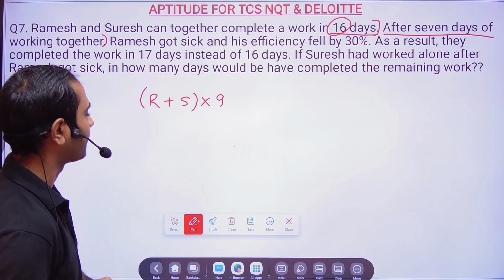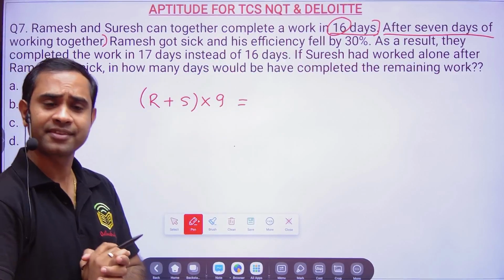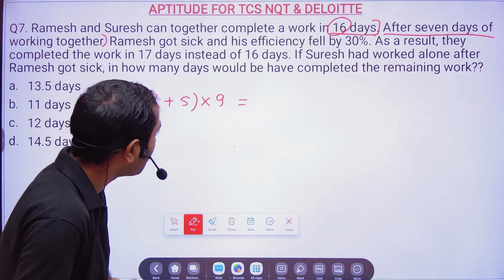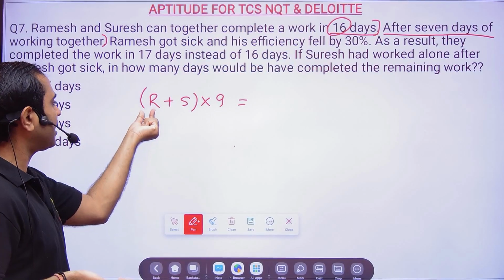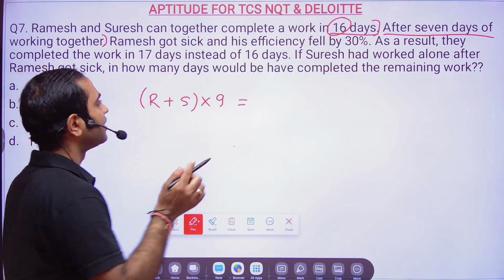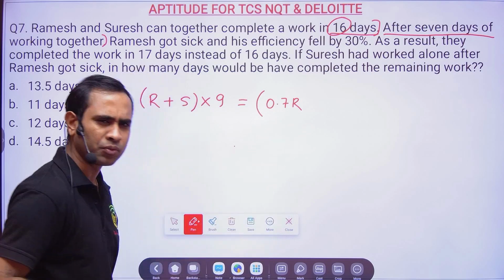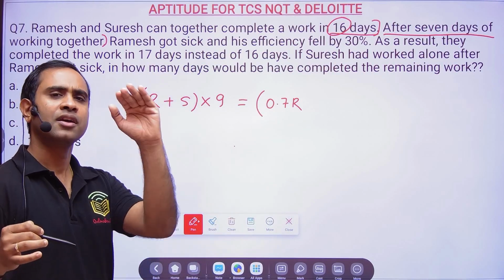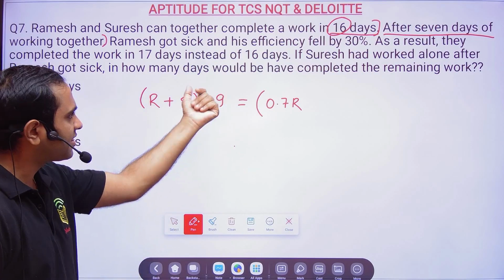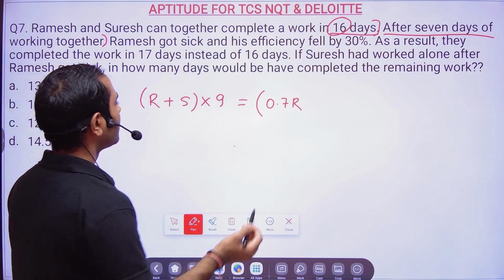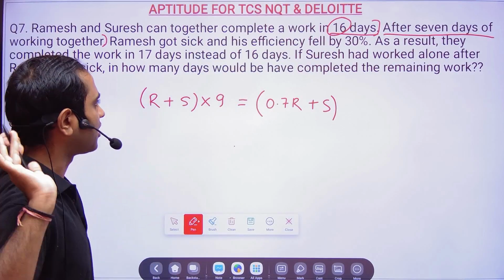9 days. Okay. Now, because Ramesh fell sick, definitely your efficiency will go down. So his efficiency went down by 30%. That means earlier Ramesh was doing 1 work in a day. Now Ramesh will be doing only 0.7 work. 30% down. So earlier 1 work, 30% of 1 is what? 1 into 30 by 100, 0.3. So 0.7 of the work only Ramesh will be able to do. And Suresh is continuing with the same. Suresh, no change.